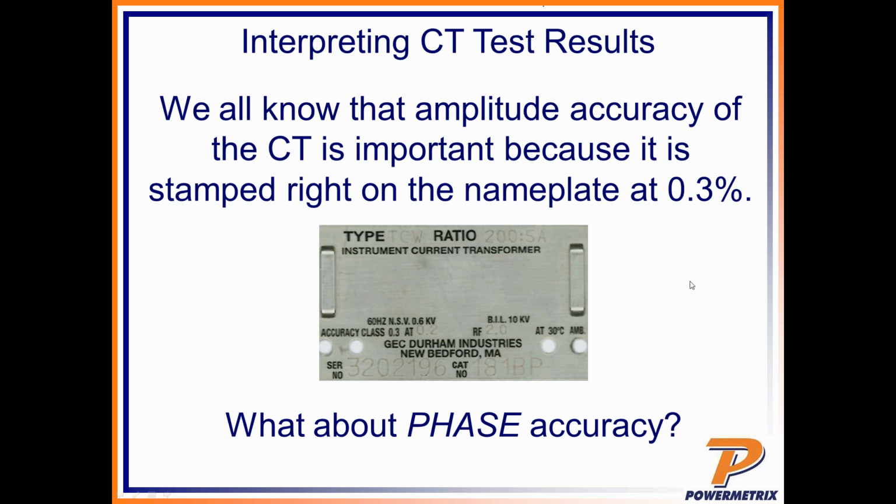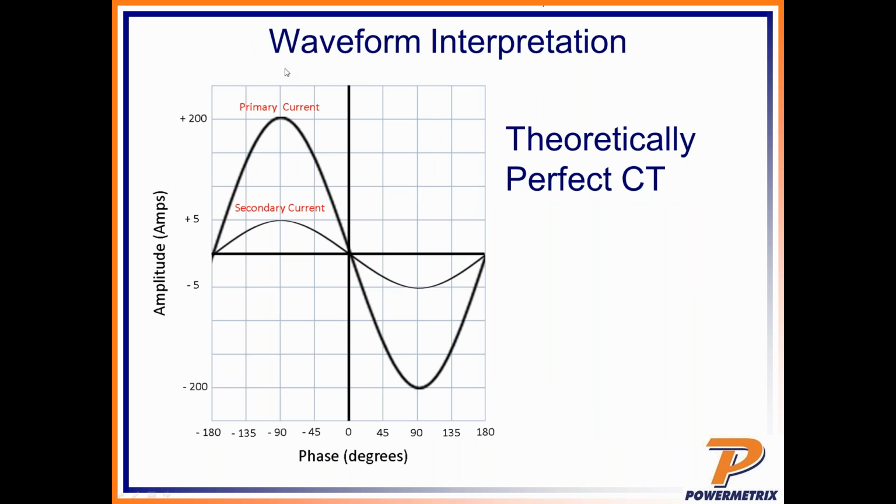There's a couple ways to look at this, okay? The first thing we can do is look at a basic waveform. These are purely sinusoidal waveforms, not real world situations, but what does a theoretically perfect CT look like? If we had a primary current of 200 amps, we expect our secondary current to be exactly 5 amps, so a 200 amp to 5 amp CT. And where these peaks meet, they're perfectly lined up with each other, so that means we have no phase error in that CT.